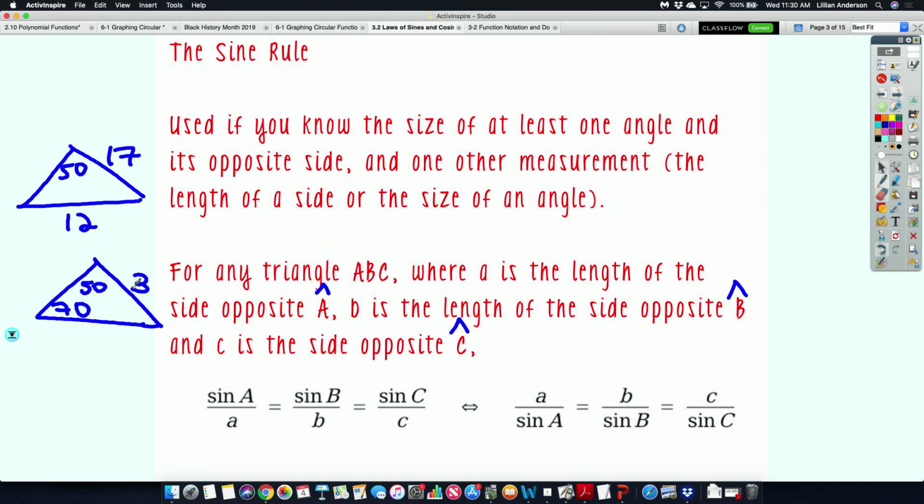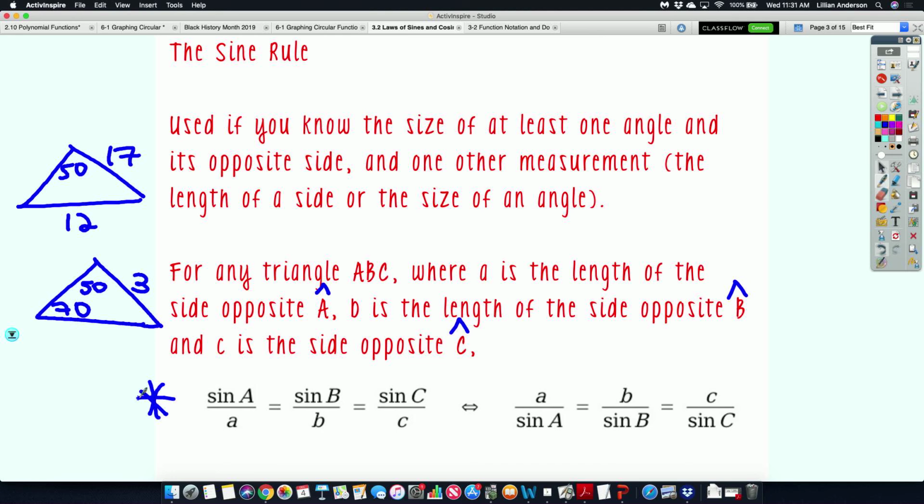And what you see down here are basically the formulas to use sine rule to find a side length or an angle measure. Okay? The sine of angle A over side A, the sine of angle B over side B, the sine of angle C over side C, all of them equal. Or vice versa, the side lengths can be on top, the angles are on the bottom. Angles are represented with capital letters, side lengths are represented with lowercase letters.